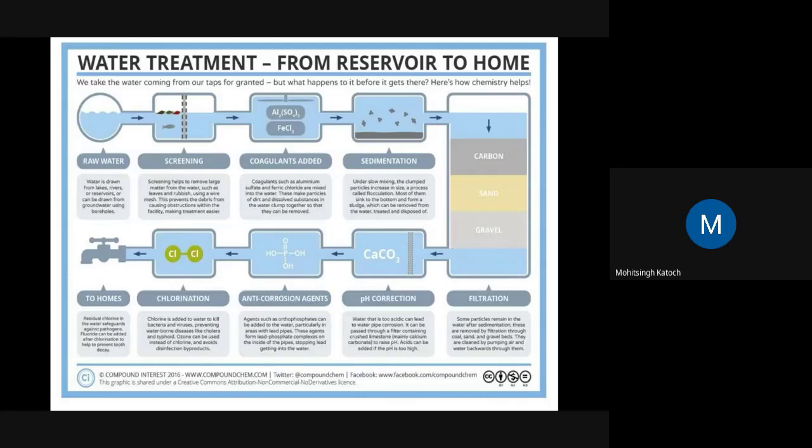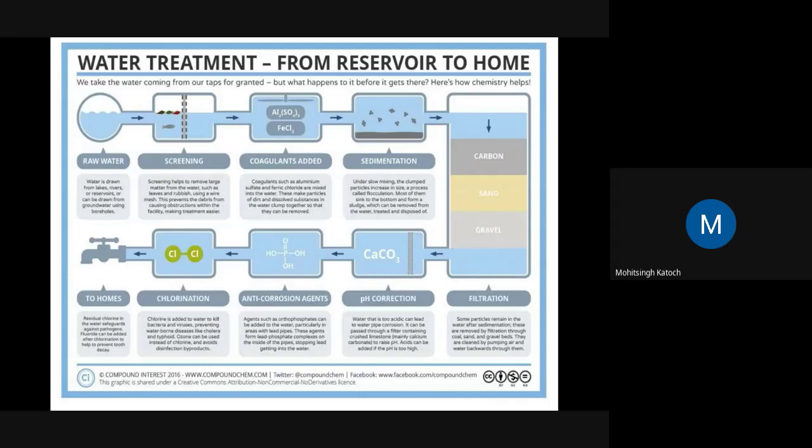After the filtration, the next stage is generally disinfection, which is also known as chlorination. But if we find that the pH is not within proper limits, then we do pH correction. Water that is too acidic can lead to water pipe corrosion. It can be passed through a filter containing crushed limestone, mainly calcium carbonate, to raise the pH. Acids can be added if the pH is too high. So in this way, pH correction is achieved so that water pipe corrosion can be avoided.